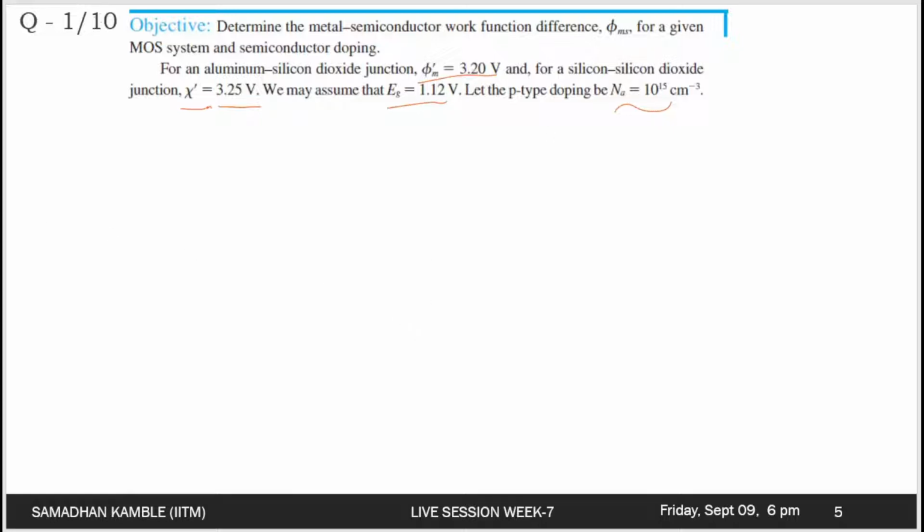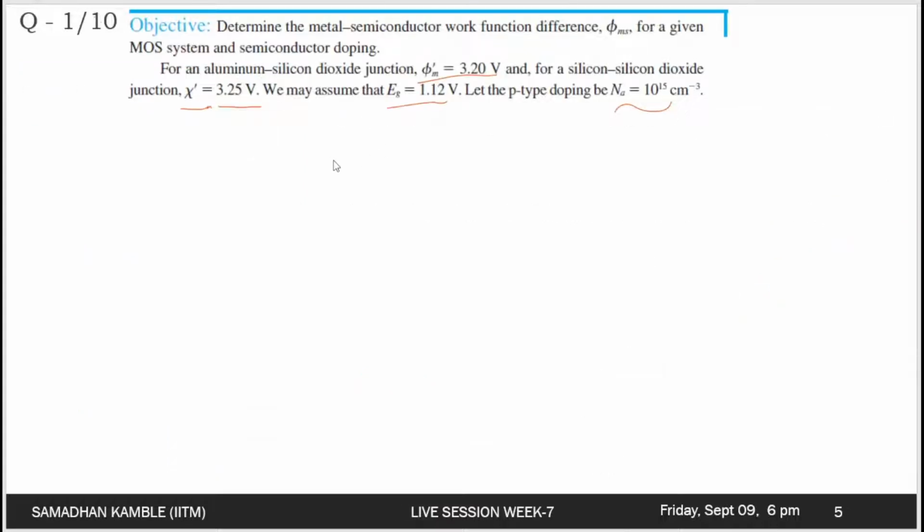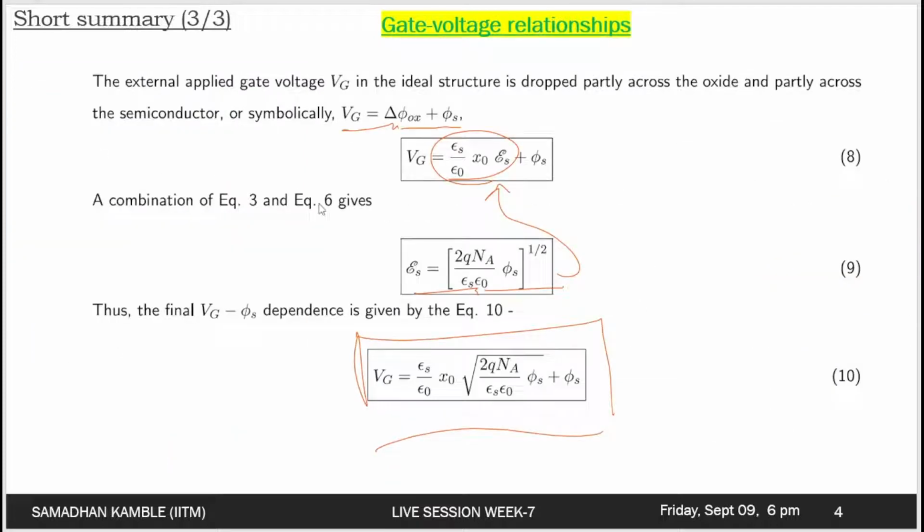So going to the recap slide, we saw that phi ms can be given by this particular equation, in which different parameters are given, like phi m prime, Eg, and chi prime. However, phi fp is not given, and we need to think about how we can get the value of phi fp. So from the diagram you can see that phi fp is the region here which is a difference of the intrinsic level and the Fermi level, and it is a function of the applied doping concentration.